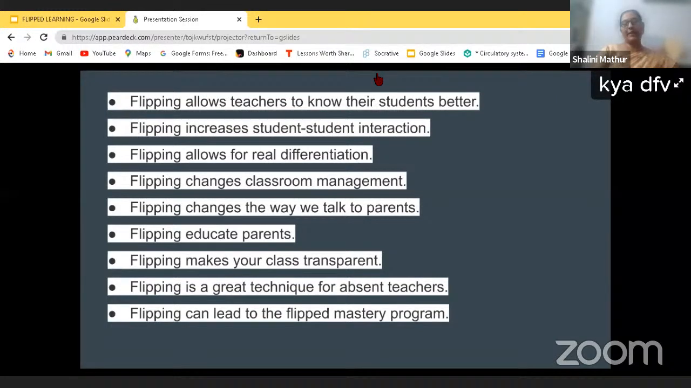Flipping is a great technique for absent teachers. This is the best thing. Most of the time as teachers, if we enter the class and come to know that two teachers are absent, then we think, "Again today we will get a substitute, again an arrangement." But flipping is one way that will save the time of the teacher, save the time of the student, and lessen the burden of management at the same time.